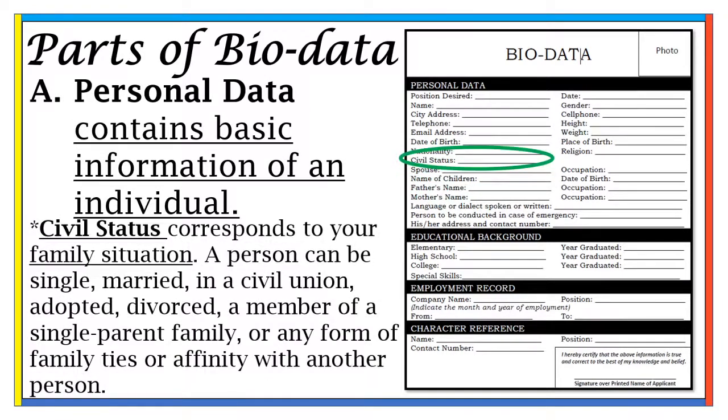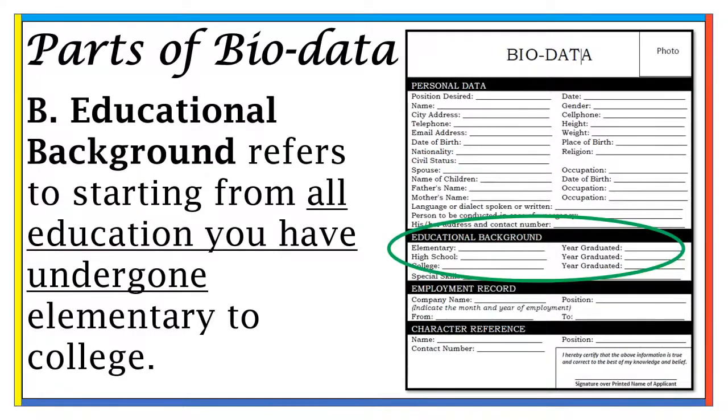So next is civil status. It corresponds to your family situation. A person can be single, married, in a civil union, adopted, divorced, a member of a single-parent family, or any form of family ties or affinity with another person. Next is your educational background. It refers to all the education you have undergone, from elementary to college. So it includes your year graduated.